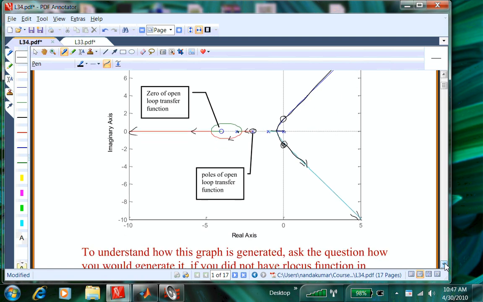Later on we will see empirical methods for tuning the controller constants. And we will do a test online in a real plant. Yeah, question.